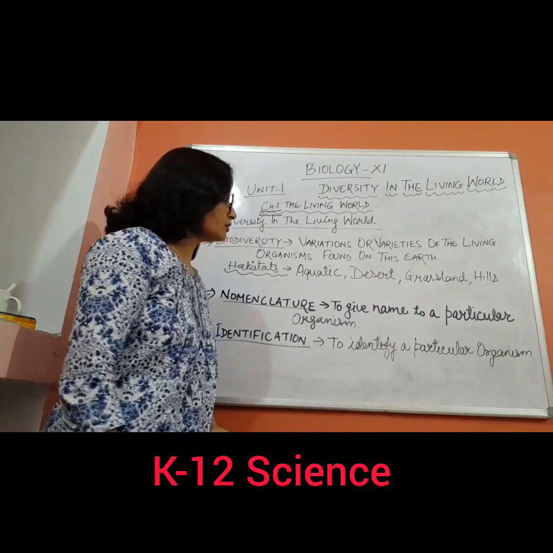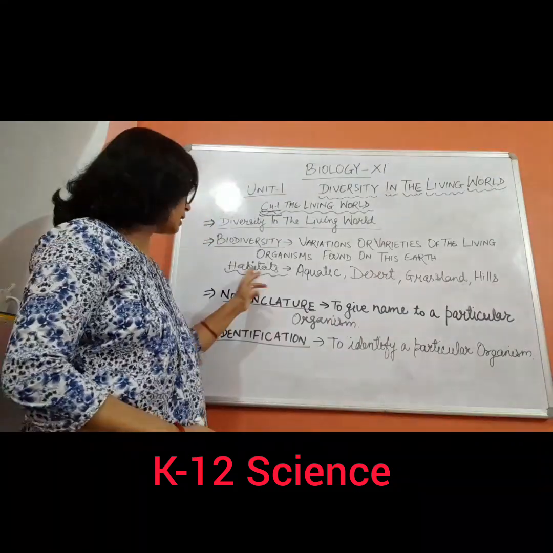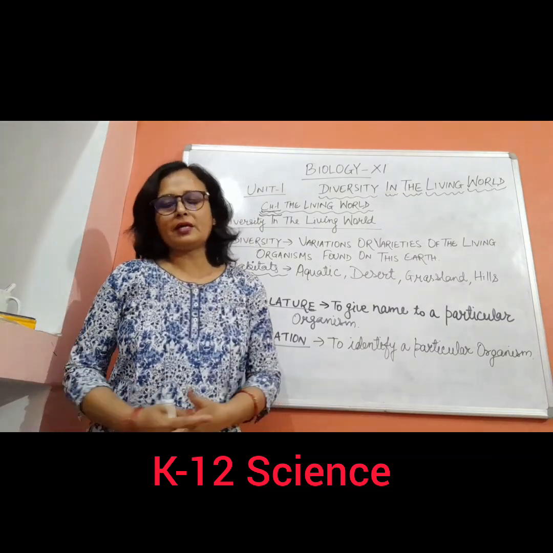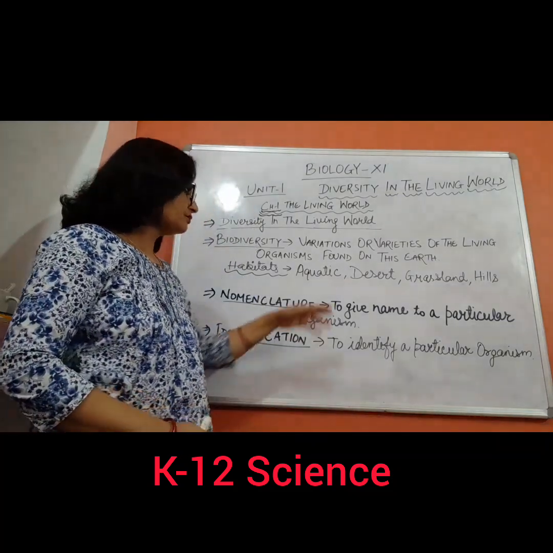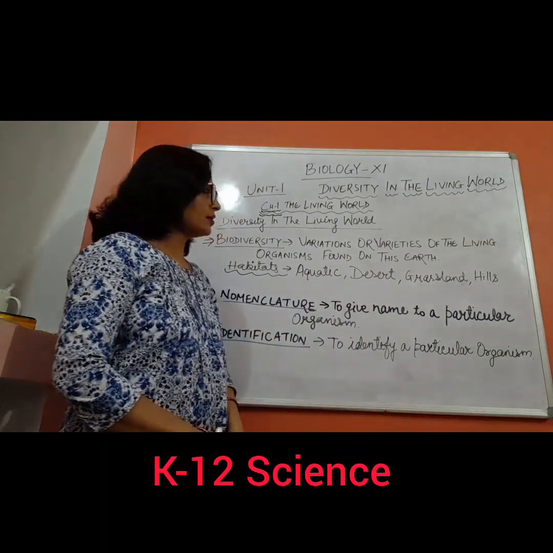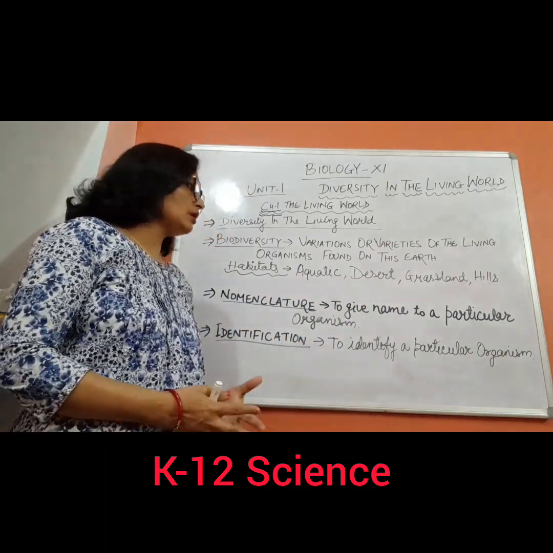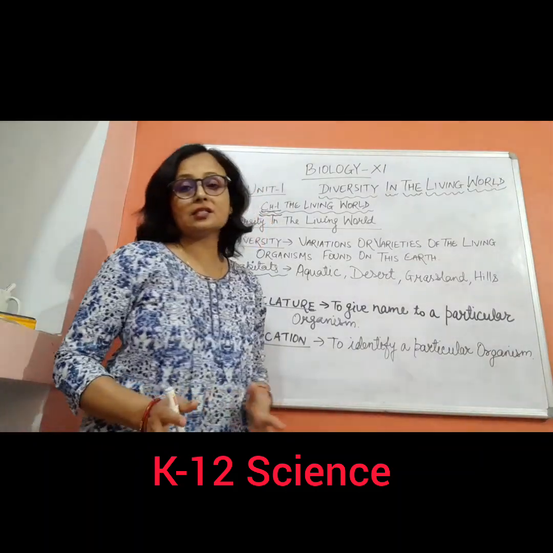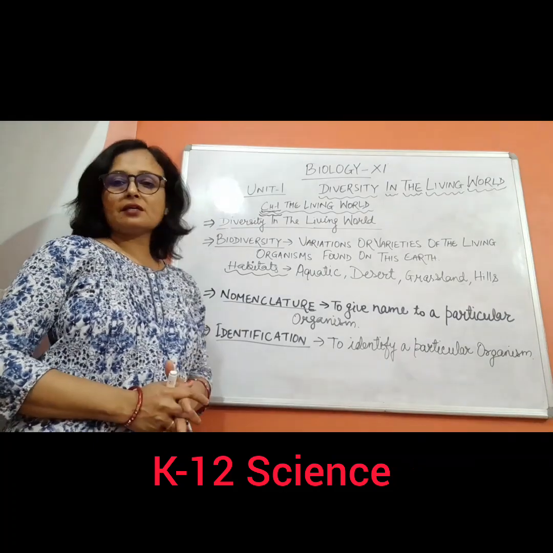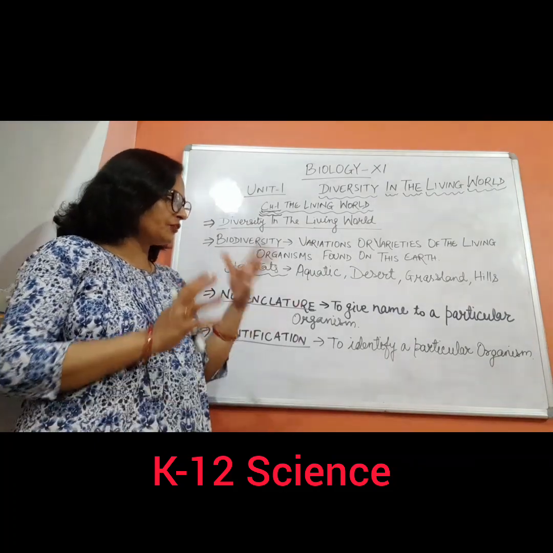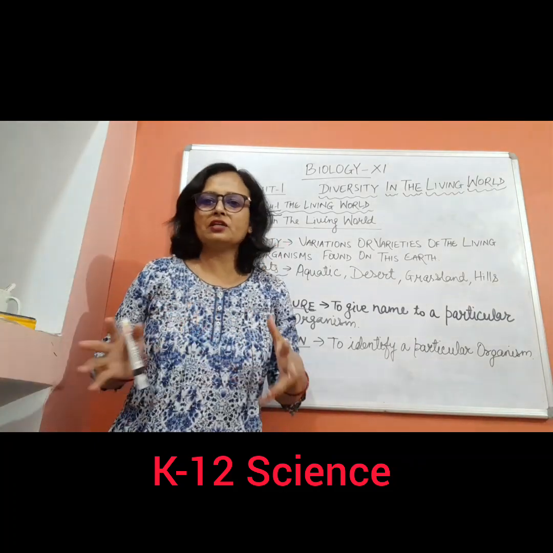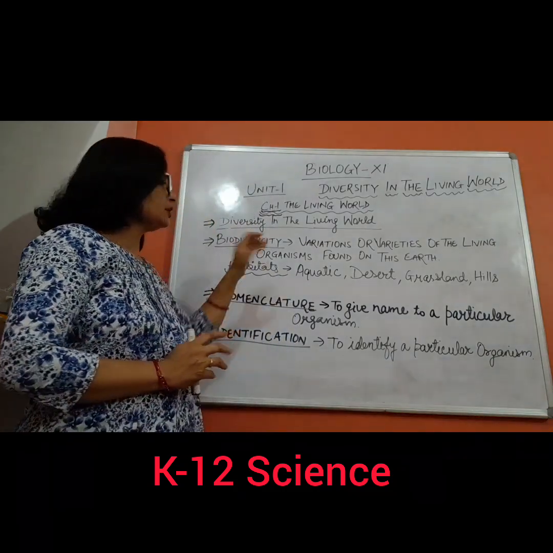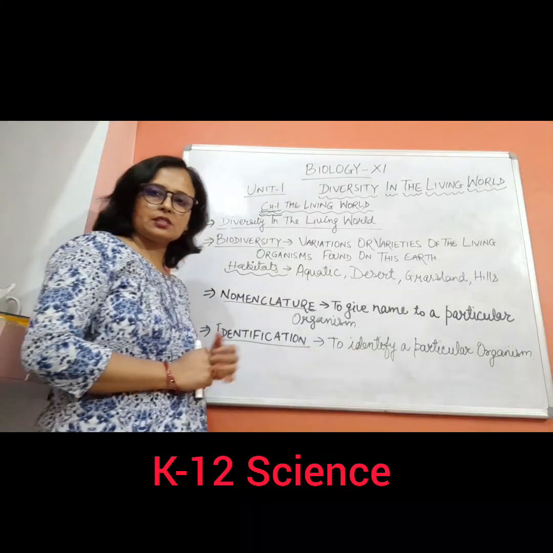Then next is desert. If we talk about desert habitat, camel, cactus, such kinds of plants and animals are found. Then grassland. In the grassland, shrubs, herbs and trees are found, and so many animals are found. In the hills, conical shaped plants are found, and animals with lots of fur to protect them from cold. So this shows variations in the living world.